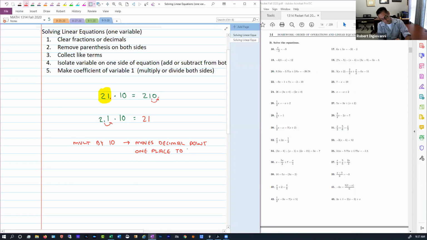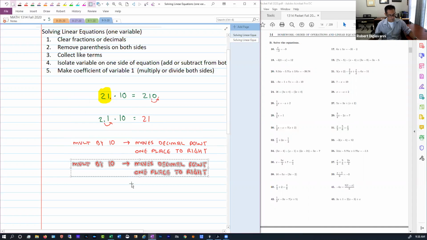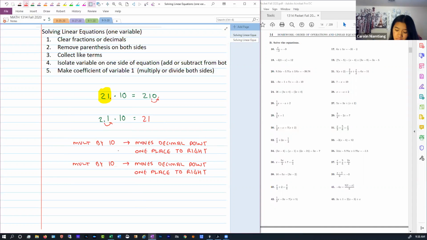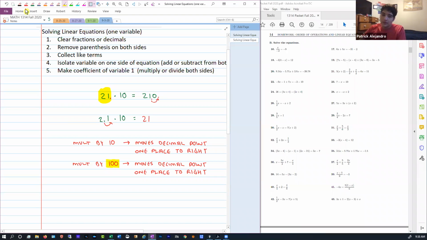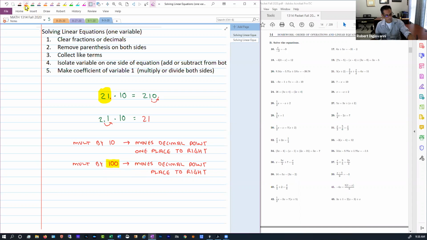Now, what would happen if instead I multiply a number times 100 instead of 10? What is that going to do to the decimal point? What do you think? If I multiply a number by 100 this time, it moves 2 decimal places to the right.